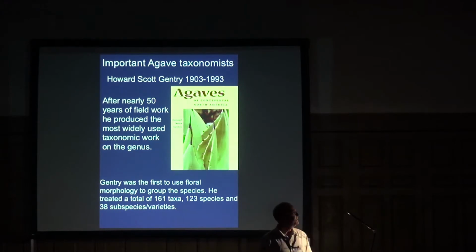Then we have Howard Scott Gentry. He came along in 1982 and published his monograph, Agaves of Continental North America. He spent about 50 years in the field, primarily looking at beans, Phaseolus. He was employed by the USDA to look at Phaseolus and try and bring crops in for production in the U.S. And while he was doing that, he studied the agaves and he taught himself how best to treat agaves in terms of skinning the leaves so you can make herbarium specimens.